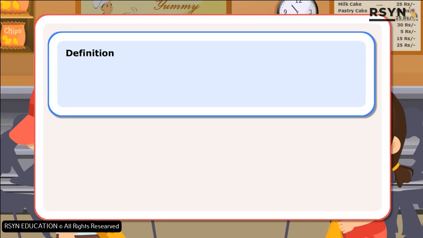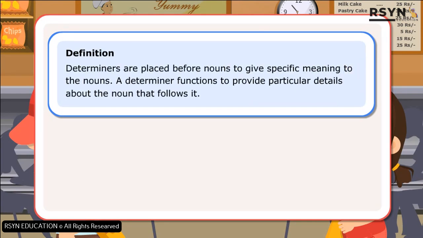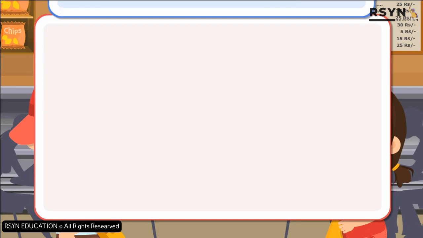Definition. Determiners are placed before nouns to give specific meaning to the nouns. A determiner functions to provide particular details about the noun that follows it. Let us look at a few sentences.